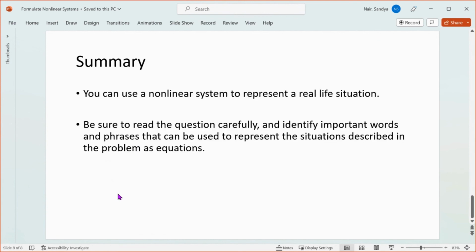So you can use a nonlinear system to represent a real-life situation. Be sure to read the question carefully and identify important words and phrases that can be used to represent the situations described in the problem as equations.